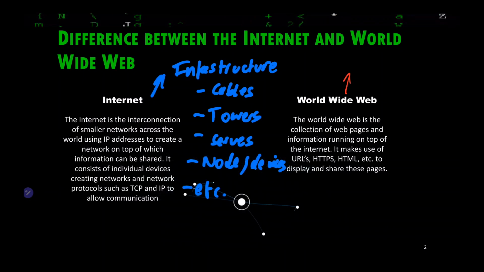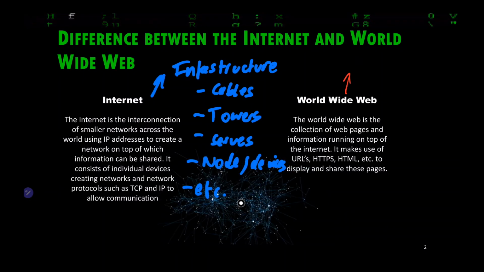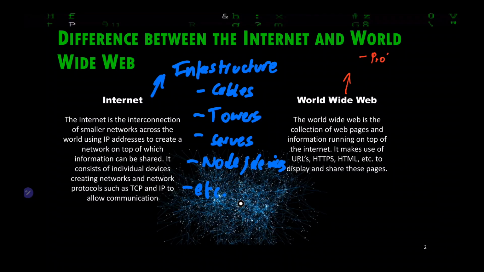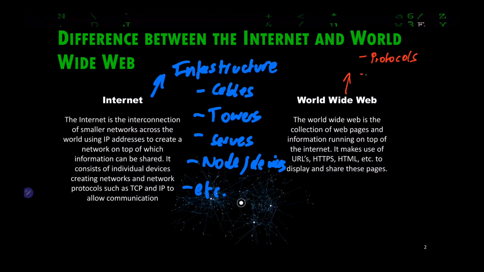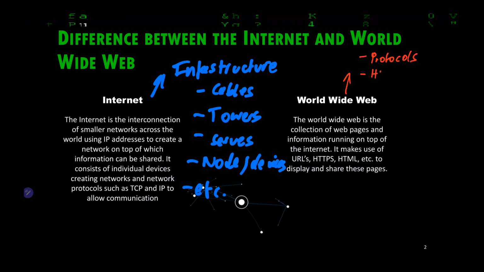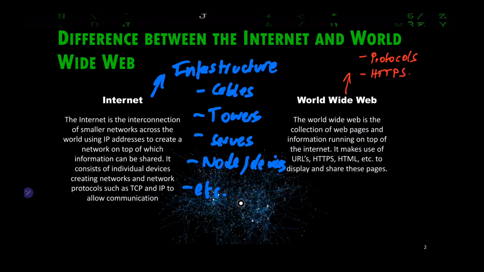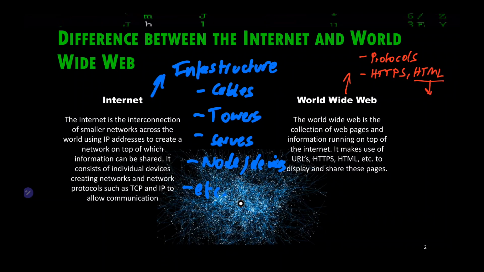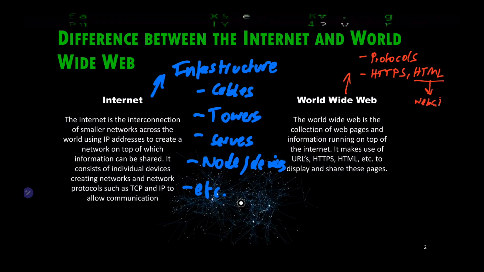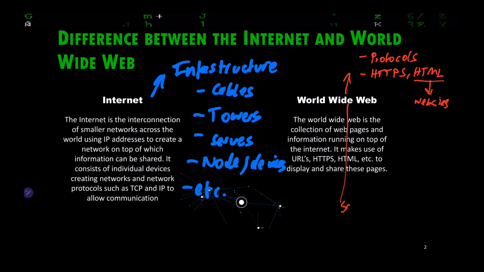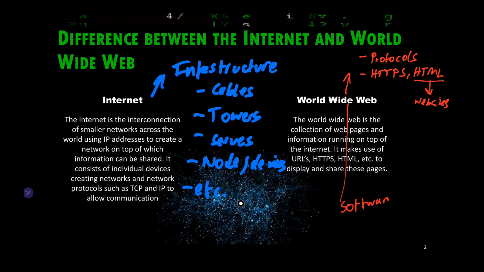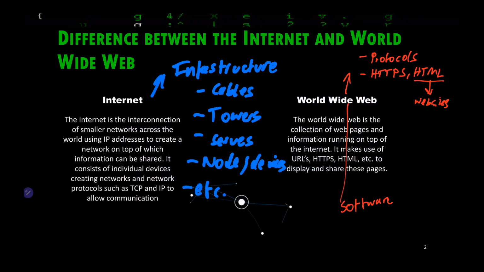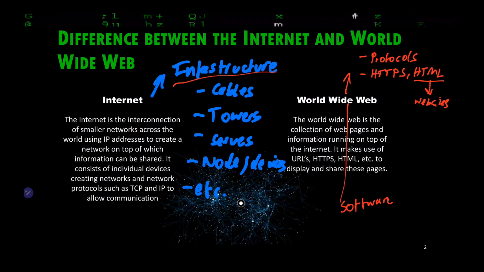The World Wide Web, on the other hand, is all the software and data that runs on top of the internet. So this includes things like protocols, so HTTPS is an example of a protocol. HTML is a coding language that works for websites. So anything software is going to be part of the World Wide Web, whereas anything physically, hardware-wise, is going to be infrastructure under the internet.